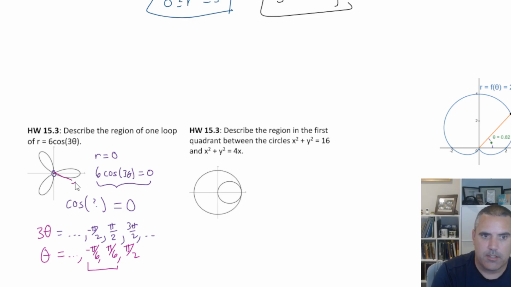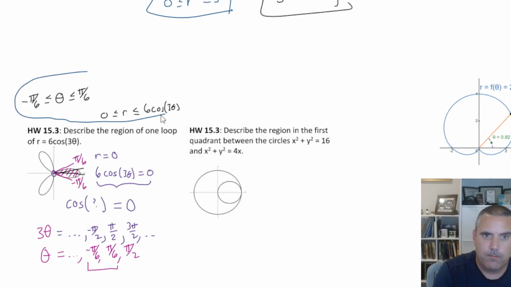This angle, which is negative pi over 6, and this angle, which is pi over 6, when you're in this region. So if somebody was forcing you to integrate over that region, you could say, I want to think about the angles between negative pi over 6 and pi over 6. And then based off of that, I want to walk to the edge of my curve. So r goes from 0 to the edge of the curve, which is 6 cosine of 3 theta. So this kind of pushes us a little bit because it's not a circle, so it's not quite as pretty.